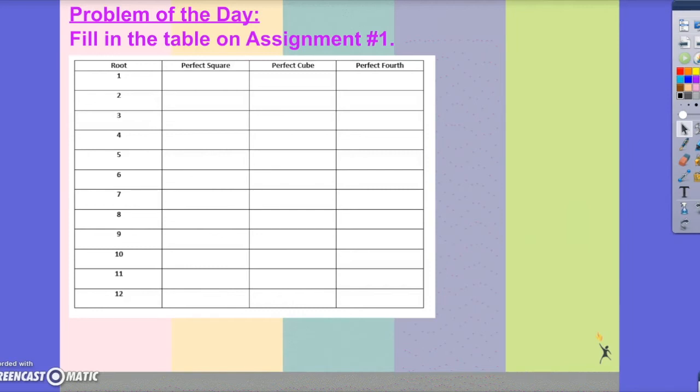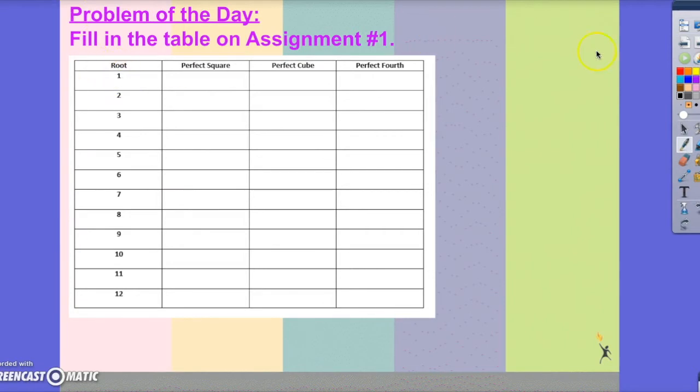All right, so today we start chapter 6. For the problem of the day, I actually want you to fill it in from the packet. Assignment number 1, there's a chart here, and pretty much what we're going to look at is roots and what are perfect squares, perfect cubes, or perfect fourth powers. Right now you've only learned perfect squares. So I'll start the first one with you here.